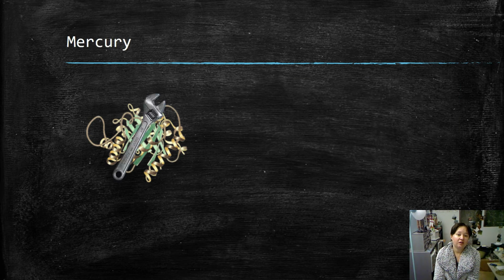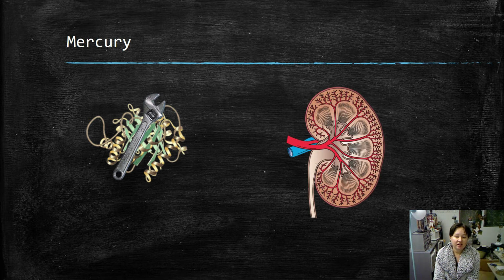Mercury also messes up enzyme function. It affects the kidneys a lot, and it will make the tissue kind of crumbly. It really damages it to the point where the tissue can't even stay together. So if you touch a kidney and it starts falling apart, think mercury.